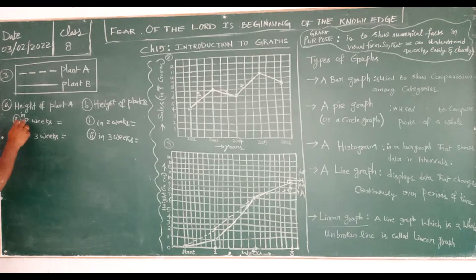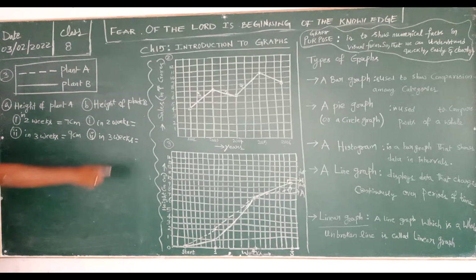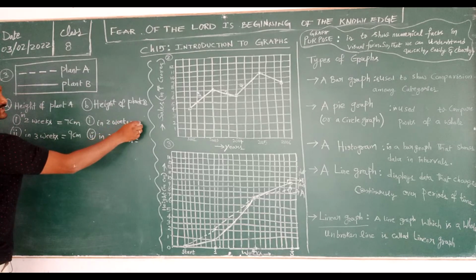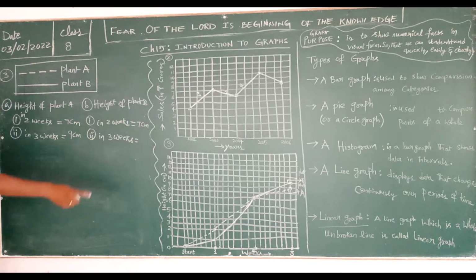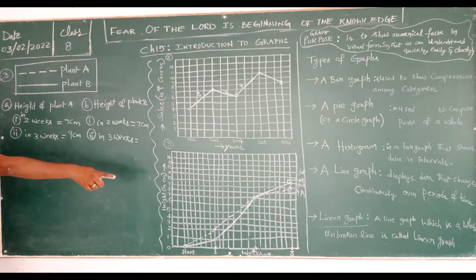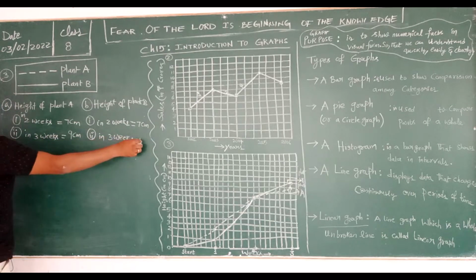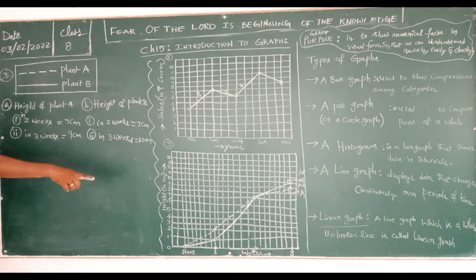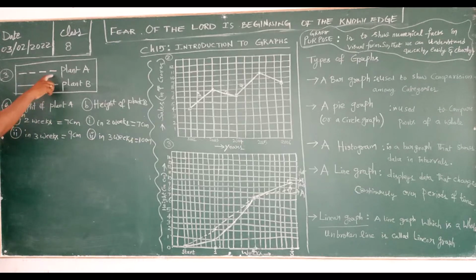So in 2 weeks, plant A is 7 centimeters. In 3 weeks, yes, you are right, it is 9 centimeters. Similarly, for plant B, in 2 weeks it is 7 centimeters only, but in 3 weeks, how much was it? So plant B in 3 weeks you found as 10 centimeters. So according to that graph, you can check the dotted line indicates plant A and the straight line indicates plant B.